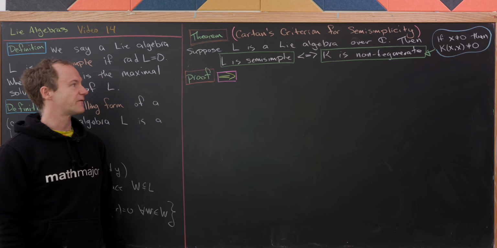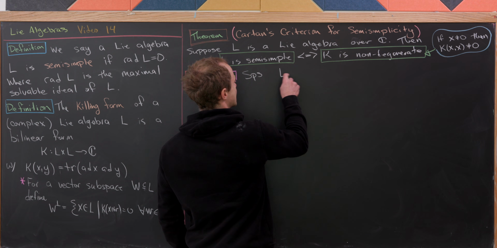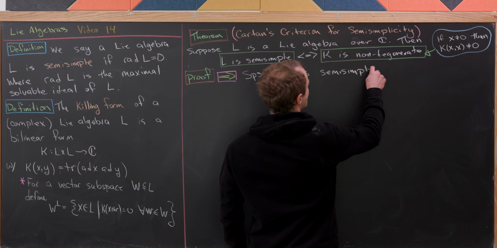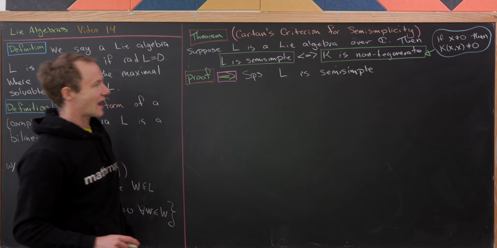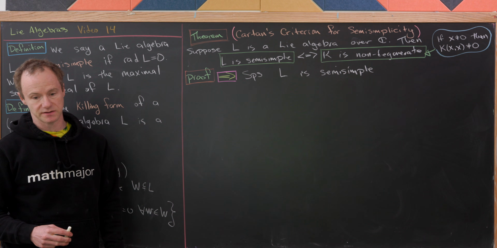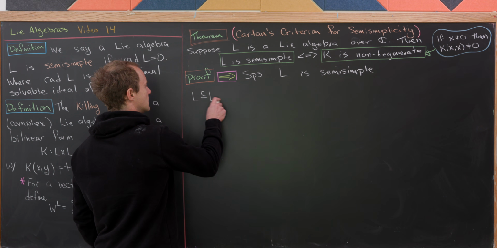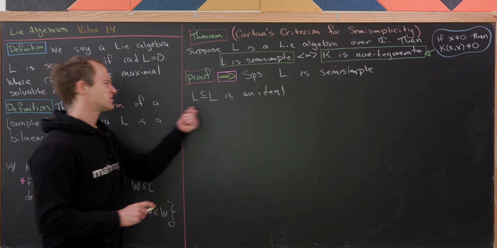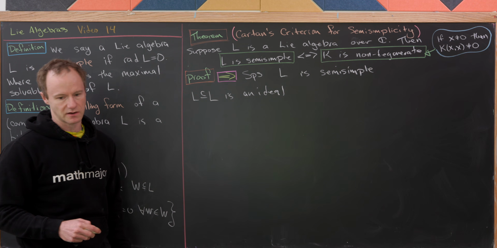Okay, so let's do the forward direction first. In other words, we need to suppose that L is semisimple. Keeping in mind that being semisimple means that rad L is 0, in other words, there are no solvable ideals. Now let's notice that L is an ideal of itself. I'll just write it like this, but we want to think about L as an ideal of itself.